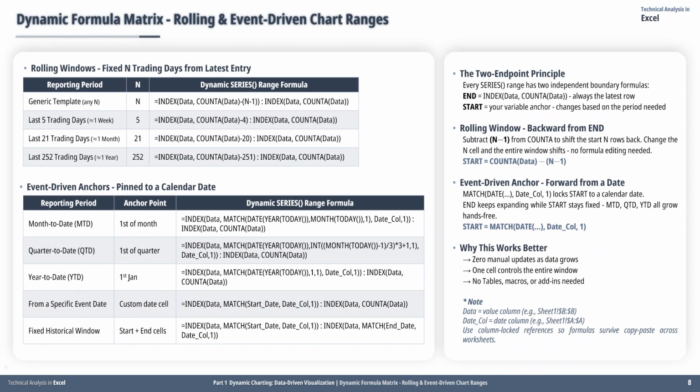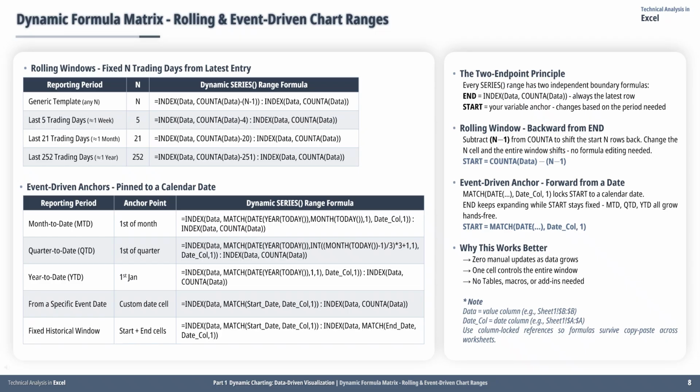Everything we have built so far always shows the full available data, extending to the very latest row. But in practice, you often need something more specific: a 20-day momentum chart, a year-to-date performance view, or a chart anchored to a specific event date like an earnings release. This slide shows you how to build all of them using the same index logic.